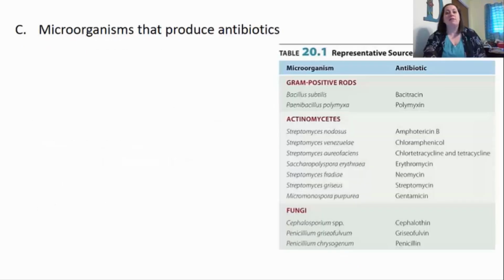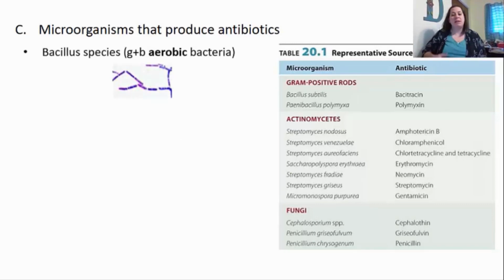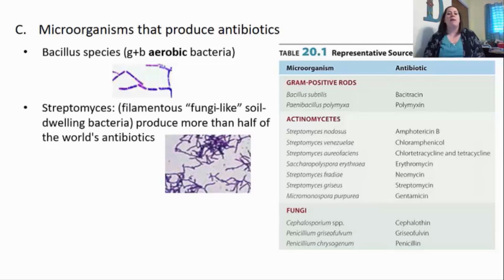Now, there are several types of microorganisms that do produce antibiotics. They are listed here in this table. Bacillus species can help. These are some gram-positive aerobic bacteria. They can make things like bacitracin, polymyxin. We also see that there's the streptomyces. These are filamentous fungus-like soil-dwelling bacteria. They produce more than half of the world's antibiotics. If you'll notice, it's a large group here that includes things like erythromycin, streptomycin, gentamicin.